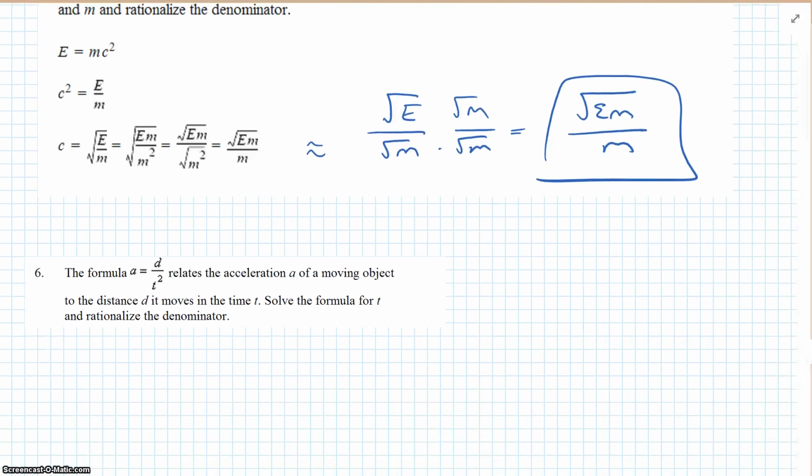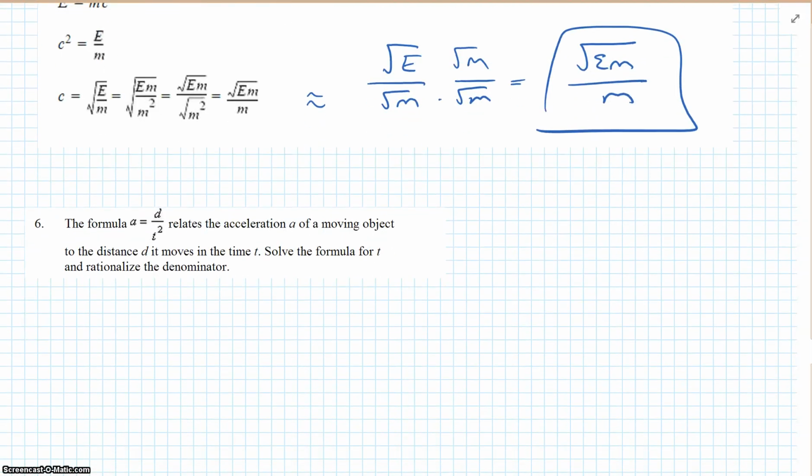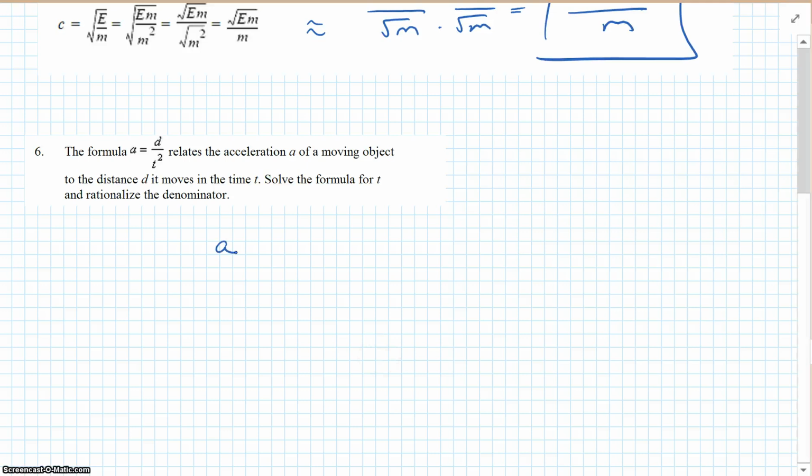Easy enough. The formula A equals D over T squared relates the acceleration of a moving object to the distance D it moved in time T. Solve for the formula for T and then rationalize the denominator. Okay, so I got A equals D over T squared. Going to cross multiply, so I'm going to get T squared equals D over A. All I did was I multiplied each side by T squared and divided each side by A.